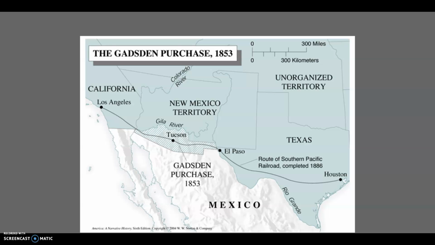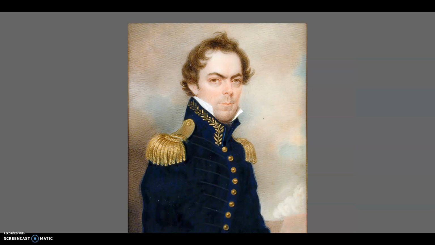So because of this, a man by the name of James Gadsden, over here, negotiated the treaty by which America purchased the strip of land underneath New Mexico, to the south of Mexico, from Spain for $10 million.